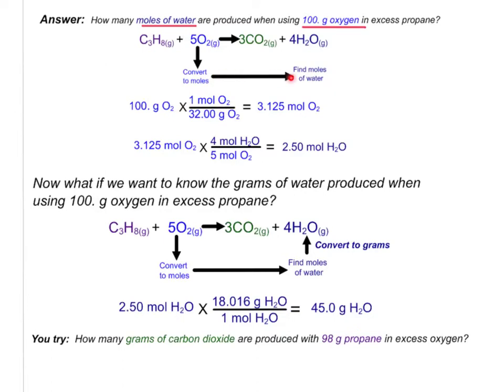Second step, we're going to find the moles of water with our mole-to-mole ratio, since we know the moles of oxygen. So we're simply rewriting this number down here. Our moles of oxygen multiplied by the mole-to-mole ratio, 4 moles of water to 5 moles of oxygen.